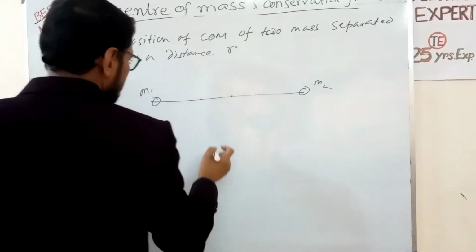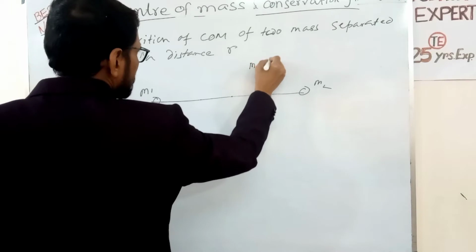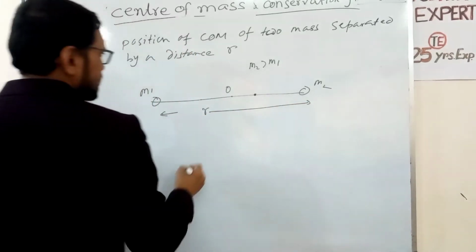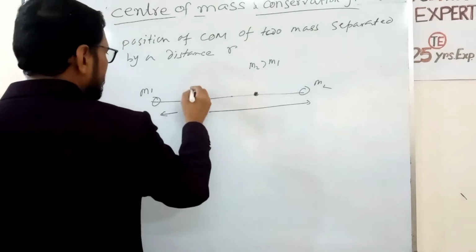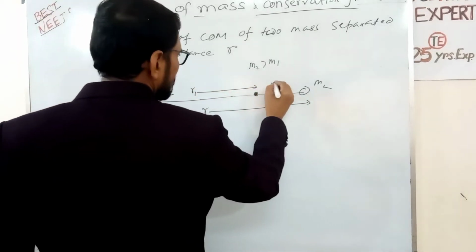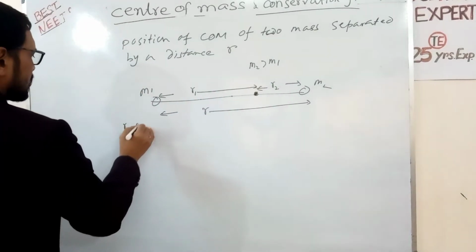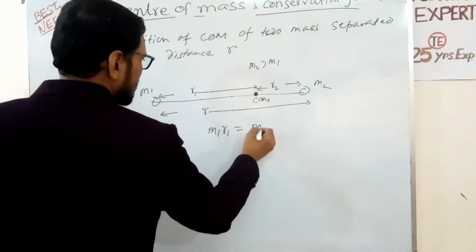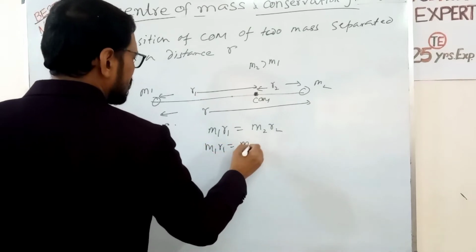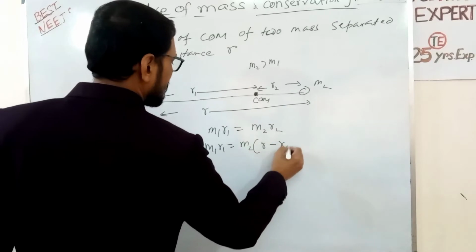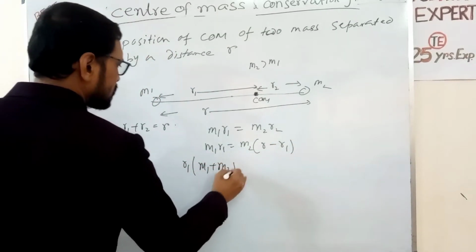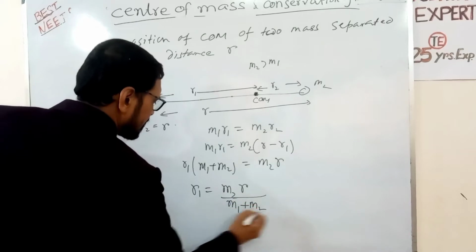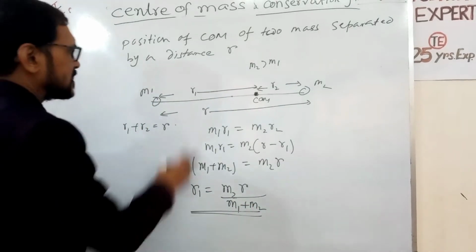Let the center of mass be here, with m2 greater than m1, this being the midpoint. If the distance between the two masses is r and the center of mass is at this point, this is r1 and this is r2. So r1 plus r2 equals r, and the mass moment about the center of mass is equal, that is m1 r1 equals m2 r2. So m1 r1 equals m2 (r minus r1). Taking r1 common, r1 (m1 plus m2) equals m2 r. So this is r1, this is the position.